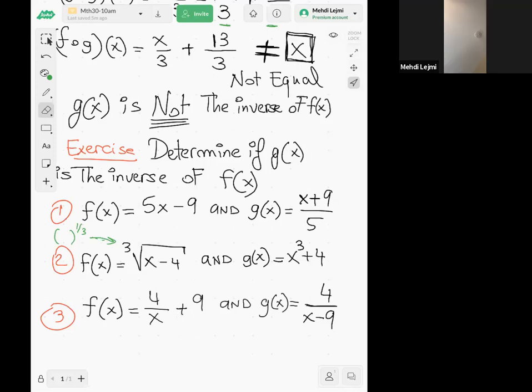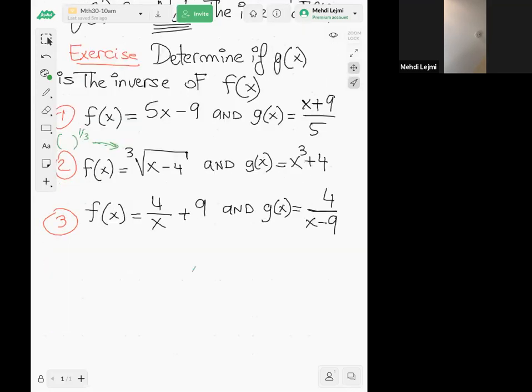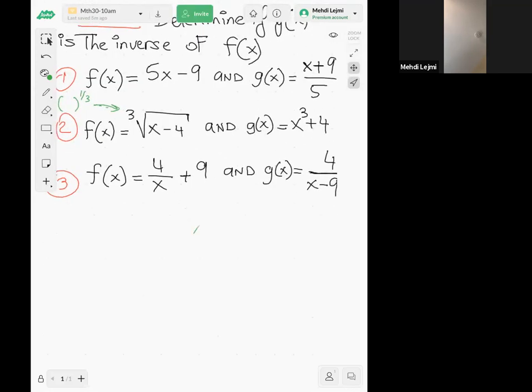Okay, so let me just probably start with number 1. It's kind of similar to the example we had. So for number 1, in step 1, we're going to compute f composed with g, right? So again, that's f of g of x.